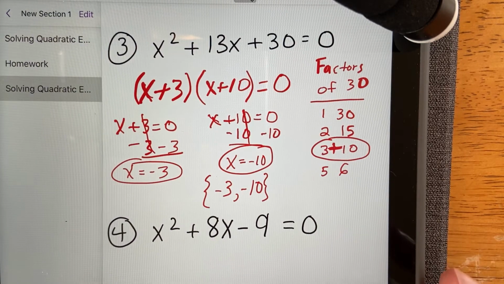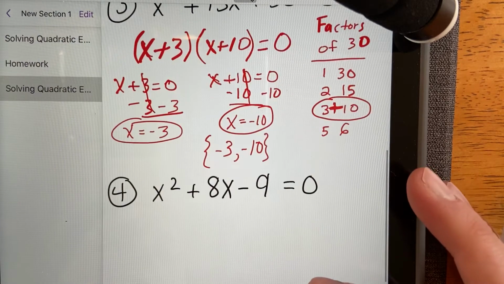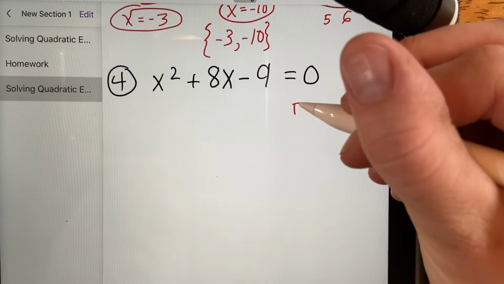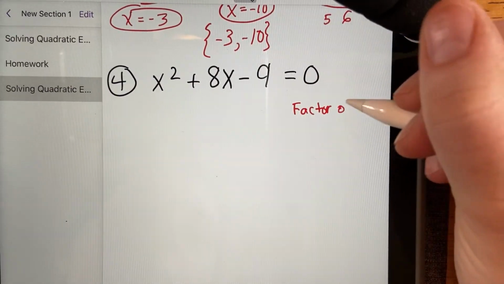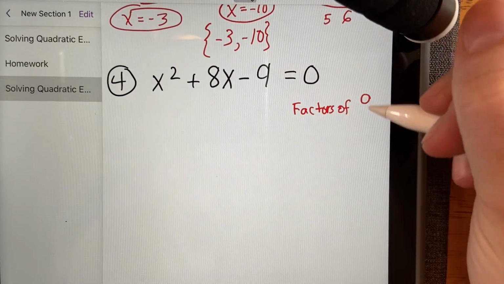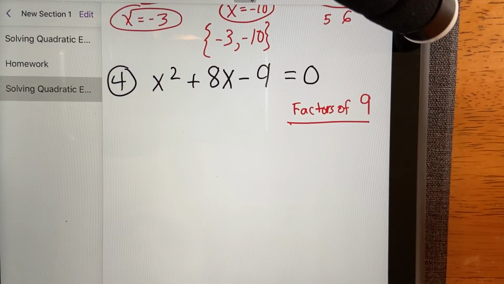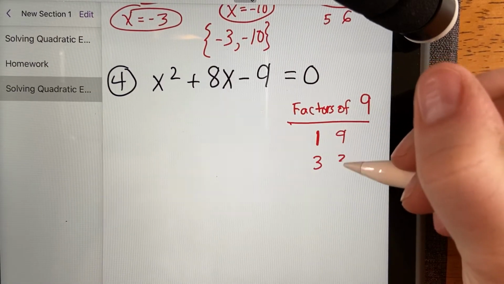Okay, the next one, number 4, I have x squared plus 8x minus 9. Again, same type of problem. I call this the guess and check method. So we'll just put a list out here for your factors of 9. Think of everything that multiplies to equal 9: 1 times 9 or 3 times 3.